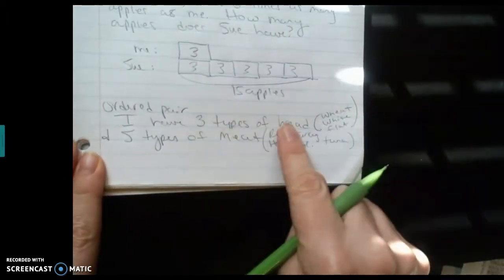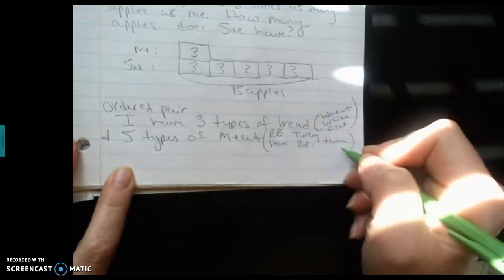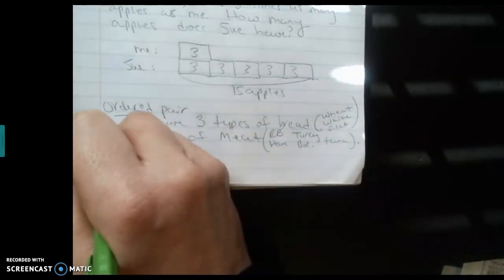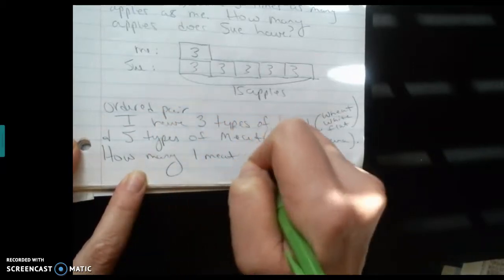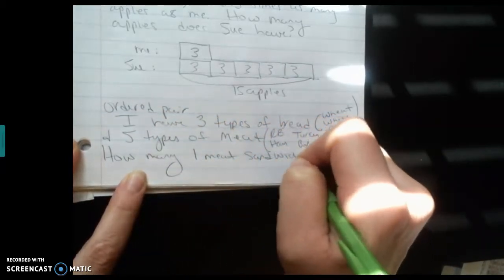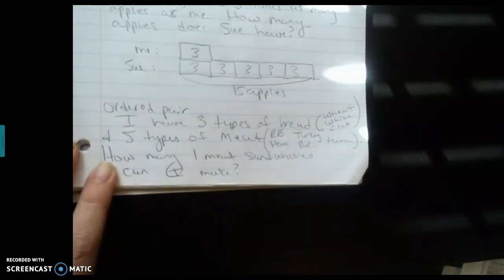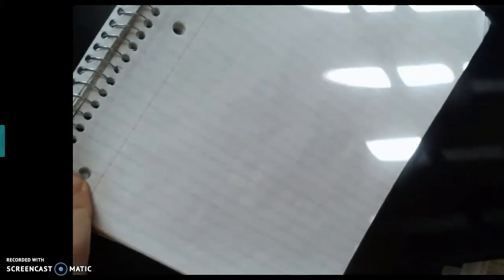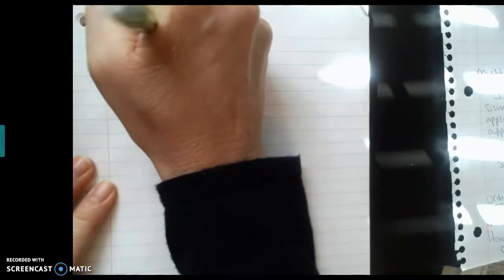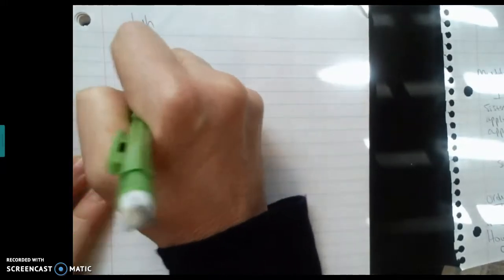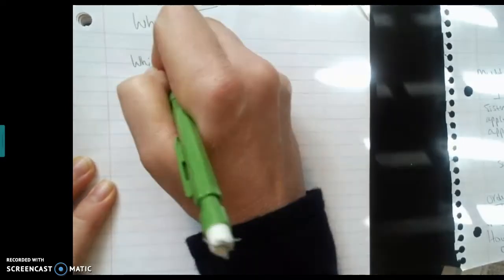Okay, so I have 3 types of bread, wheat, white, and flat, and then I have 5 types of meat, roast beef, ham, turkey, bologna, and tuna. So the question would be, how many 1 meat sandwiches can I make? Okay, all right, and so then for this one, you're going to make a tree diagram. So what are my 3 breads? I have wheat, white, and then my flatbread. And then from each one of those, you're going to do 5 little branches for each one.